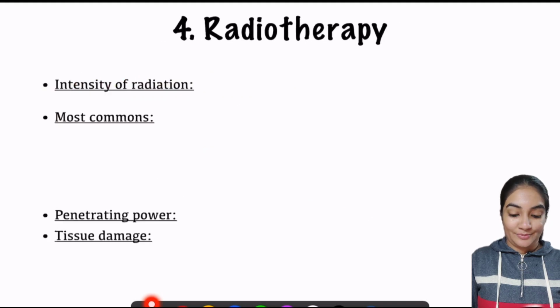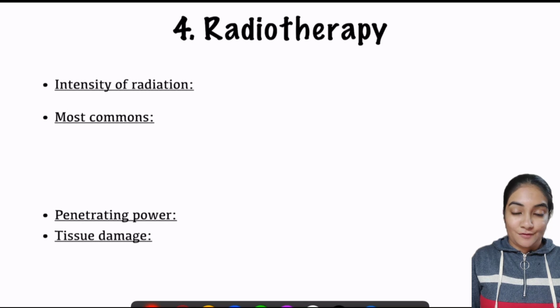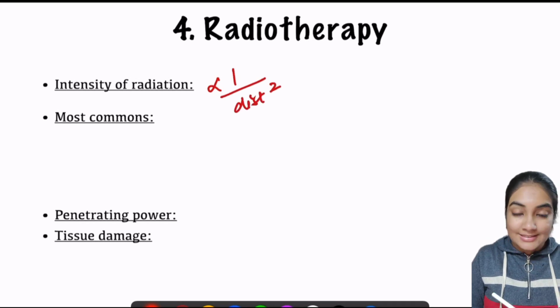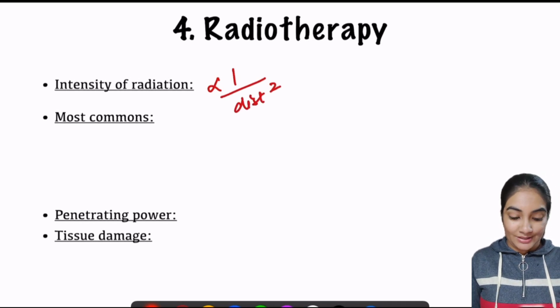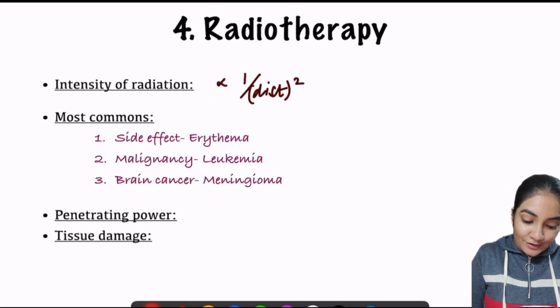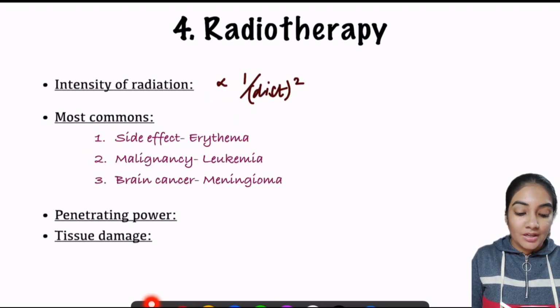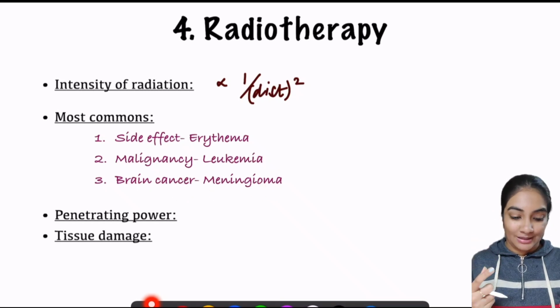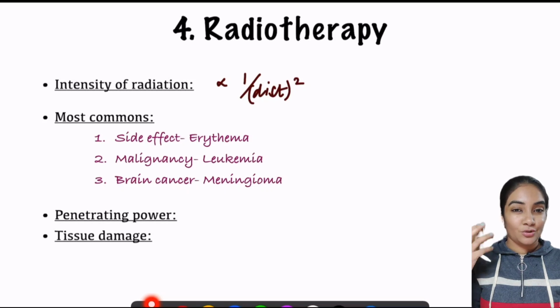Now moving to radiotherapy. In radiotherapy, we need to know certain one-liners, okay? So intensity of radiation, we commonly know this as the inverse square law, that is intensity is inversely proportional to the square of distance. Now the most commons in radiotherapy. The most common side effect is erythema. Most common malignancy is blood cancer, but most common brain cancer is meningioma. So these are just one-liners you need to mug up. Side effect, erythema. If anyone throws any kind of radiation on you, you will have certain redness, erythema.